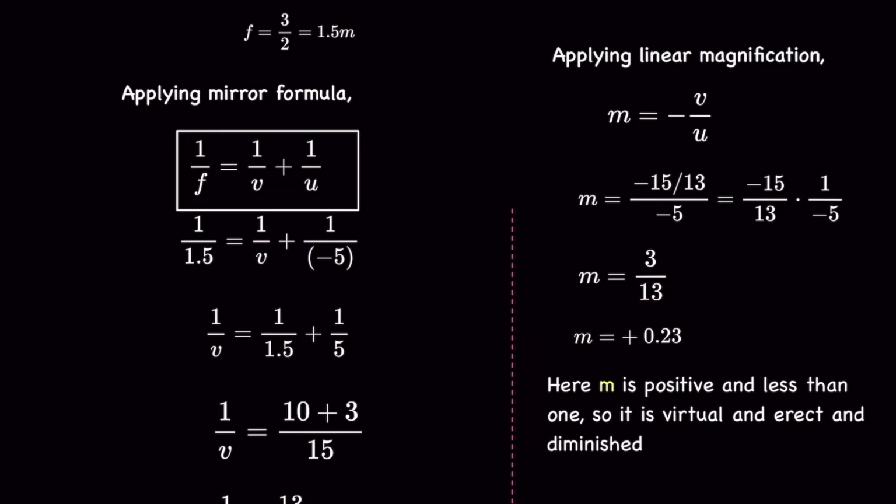Linear magnification is dimensionless. So here m is positive and it is less than 1. So it is virtual and erect and it is diminished. So this is the nature of the image.